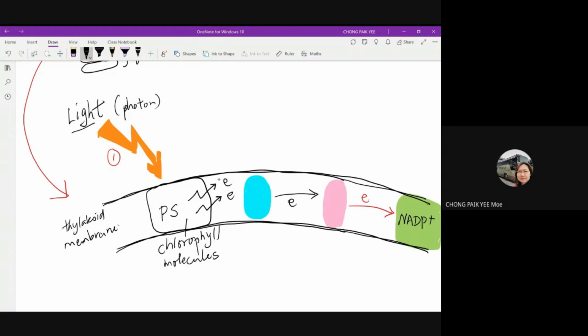Light energy excites electrons in chlorophyll. Now, chlorophyll is actually a molecule. When you look at a molecule, you have atoms. A molecule is made of atoms. So there will be electrons in the molecules, there will be electrons in the atoms.